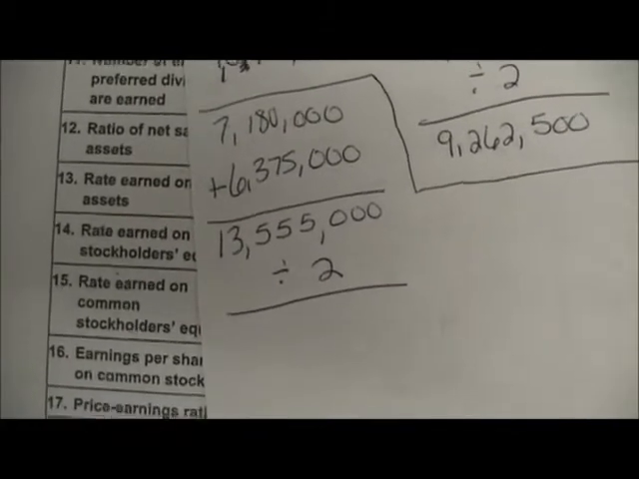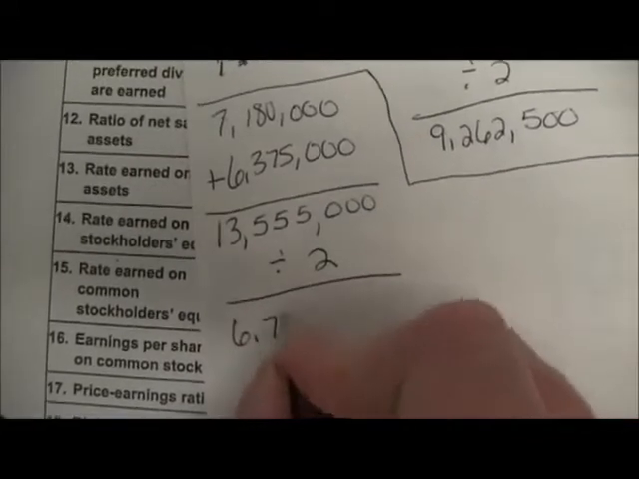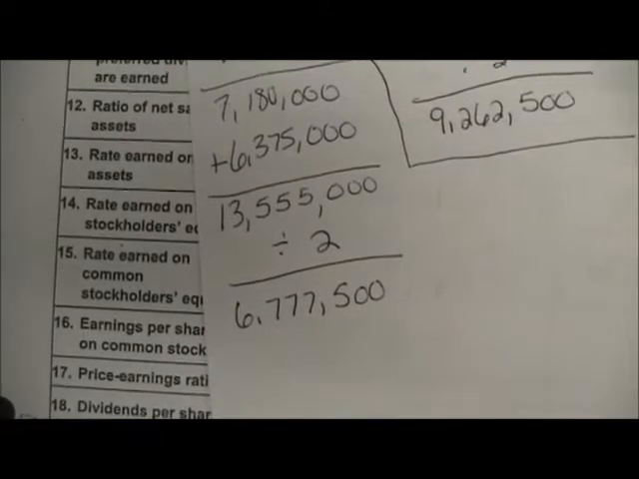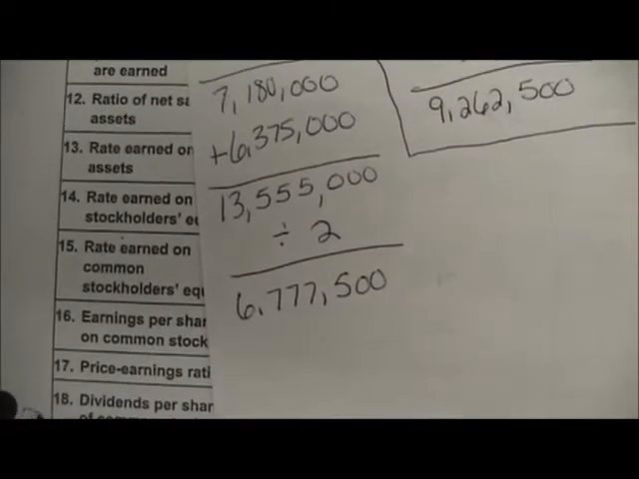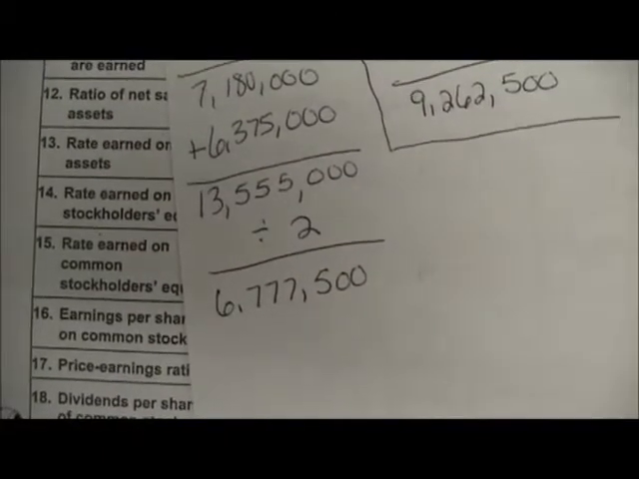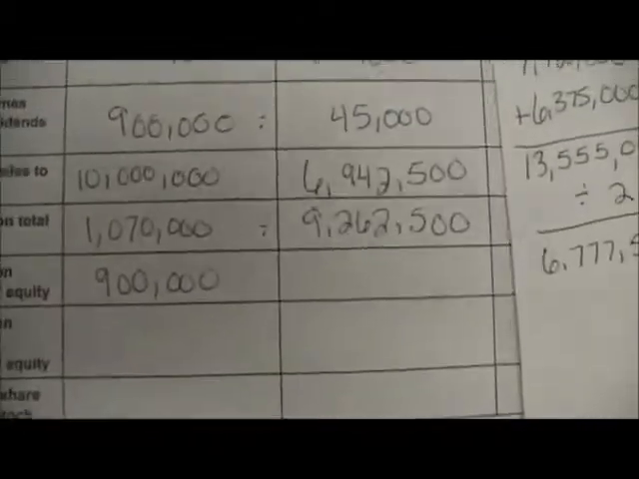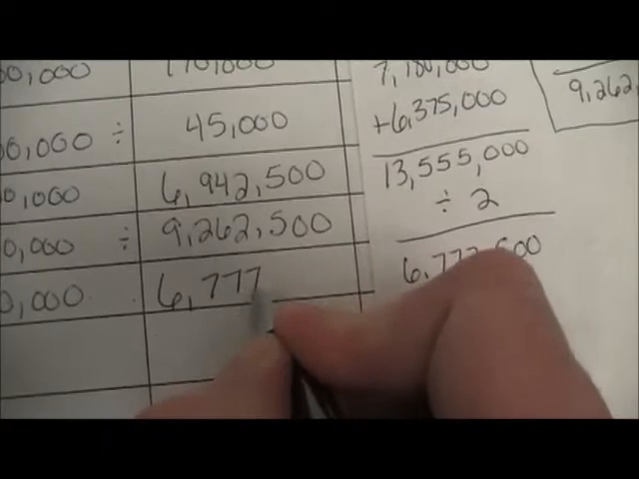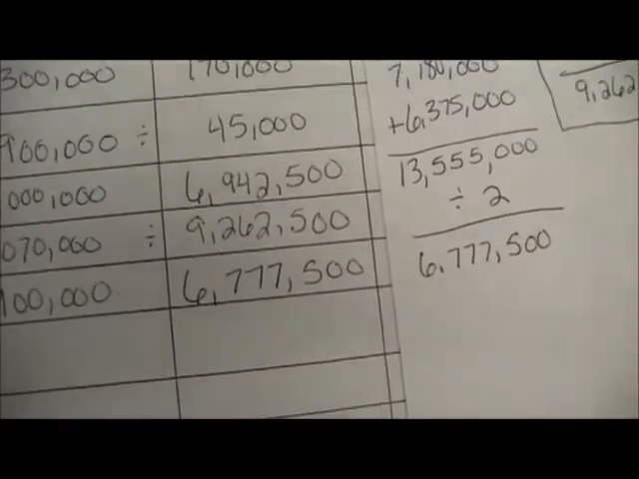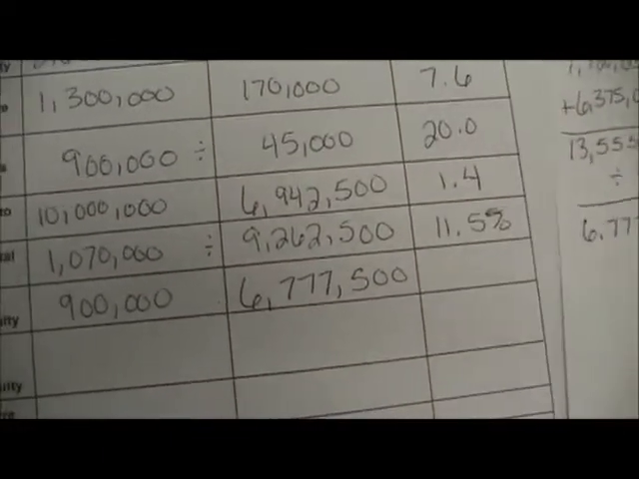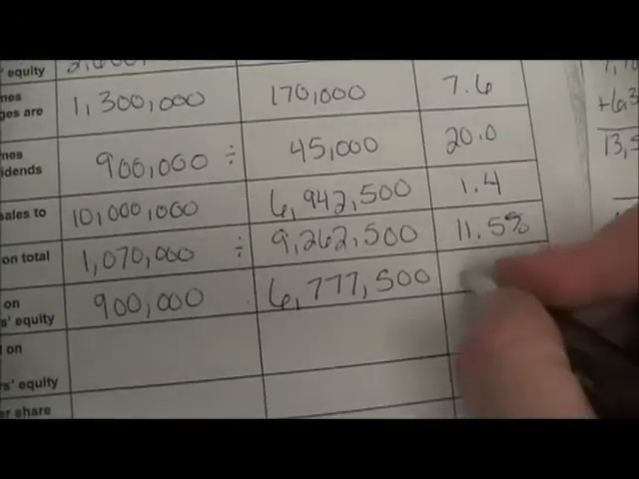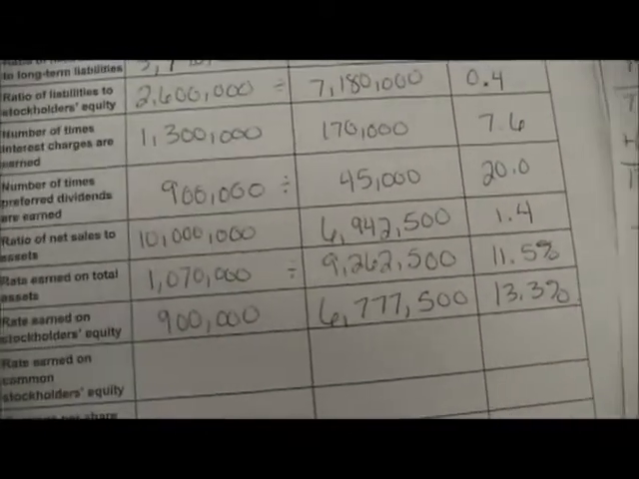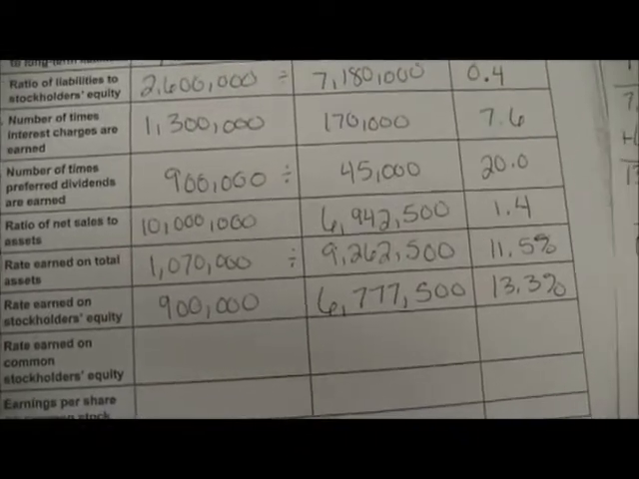And we get 6,777,500. And that gives us our average total stockholders' equity. So then that number goes here. And we divide those two out and we get 13.3. And that one is also expressed in a percentage.